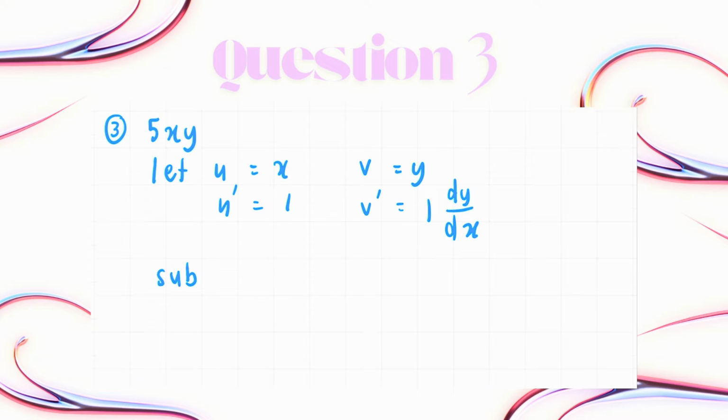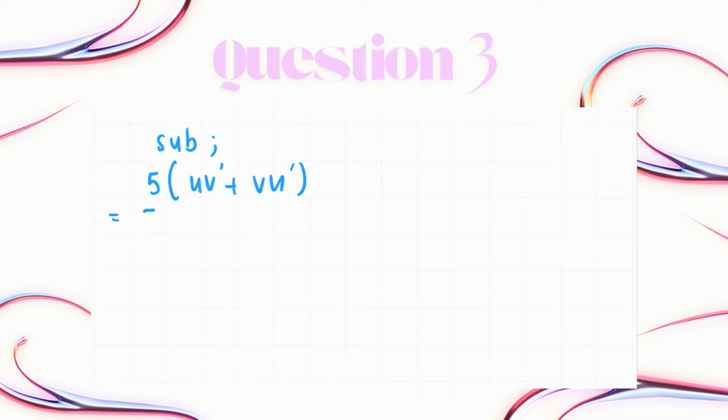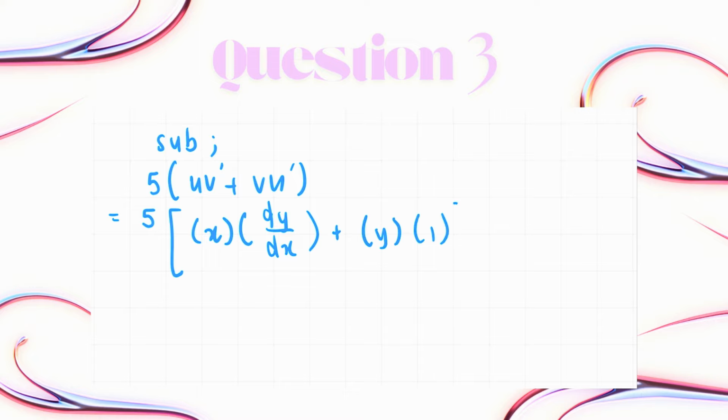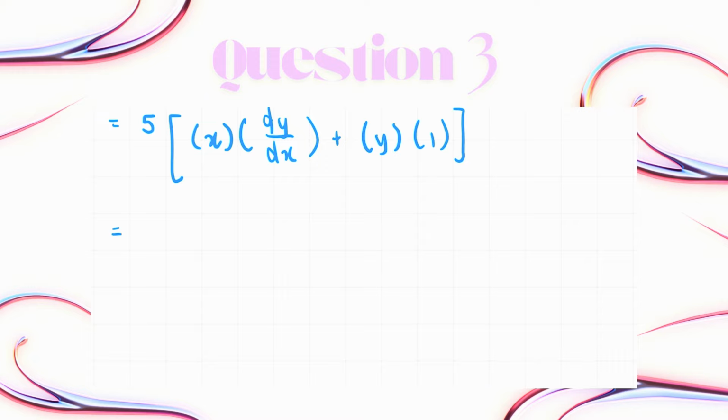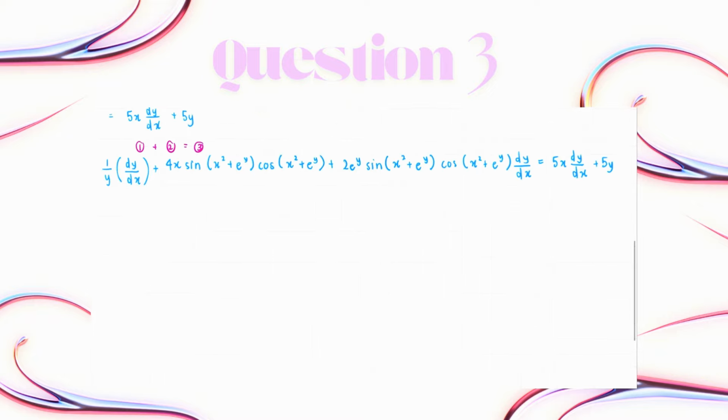Sub into the equation and we'll get 5(u v prime plus v u prime), which equals 5x dy/dx plus 5y. Sub into equation 1 plus 2 equals 3 and then we'll have the equation like this.